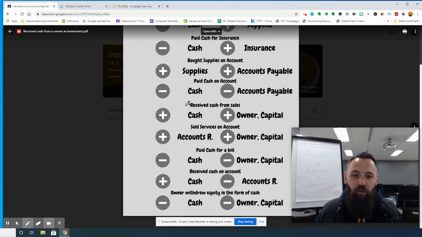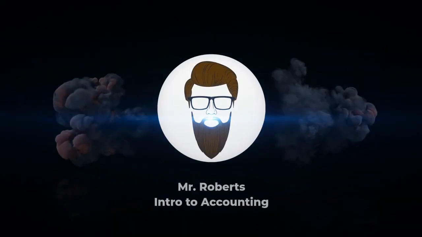Today, we're going to cover received cash from sales. We're going to look at sold services on account, paid cash for a bill or for an expense, and then received cash on account. And then the last one is owner withdrew equity in the form of cash. So we're going to cover all of these transactions today.